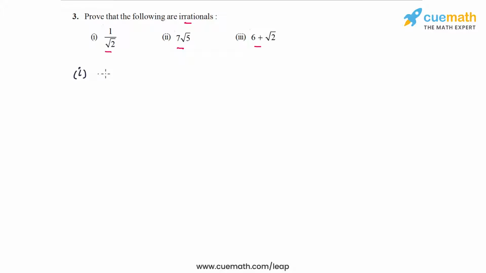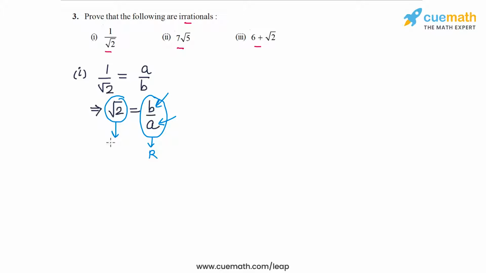So the first number is 1 by root 2. Let's assume that 1 by root 2 is actually a rational number a by b, where a and b are integers. Now this means that if I take the reciprocals on both sides of this equality, I will have root 2 is equal to b by a. Now in this equality, the RHS is a rational number because both b and a are integers. So the RHS is rational, but the LHS root 2 is irrational, and this is something that we have proven in the main material of this topic.